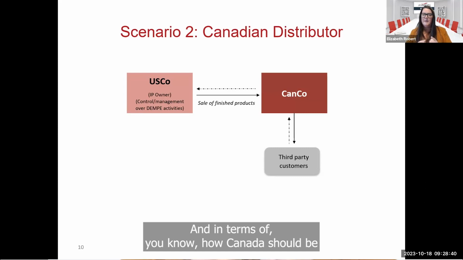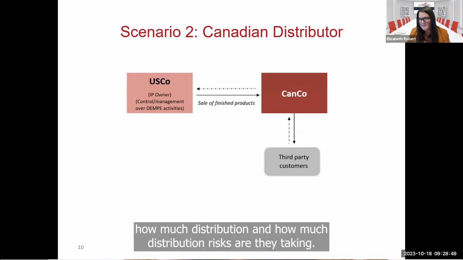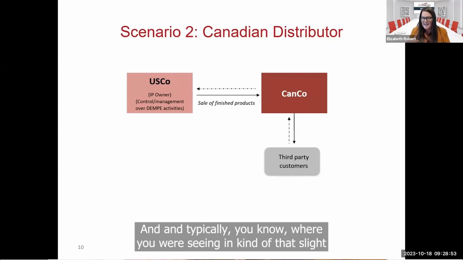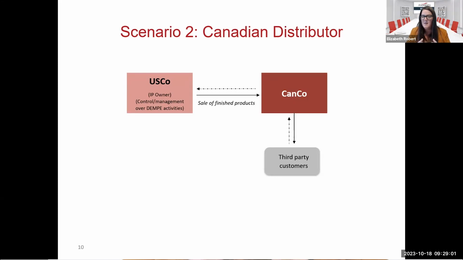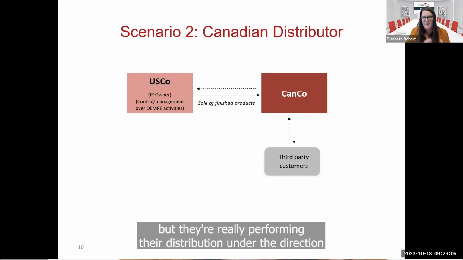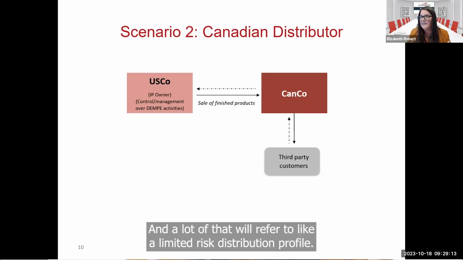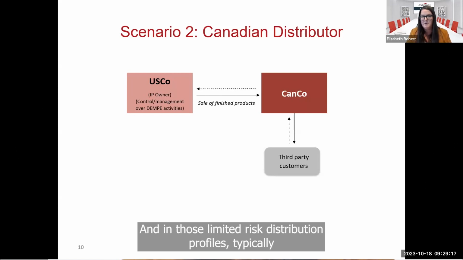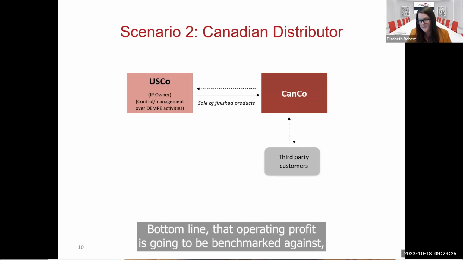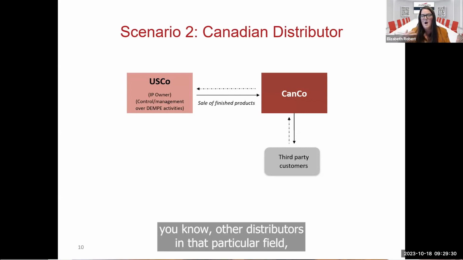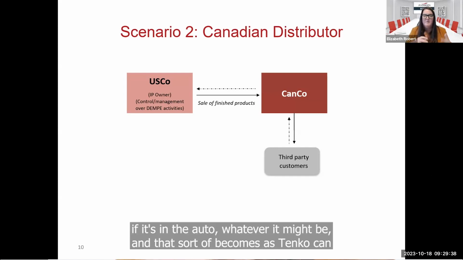And in terms of how Canada should be compensated for those activities, it really depends on how much distribution risk they're taking, right? Typically, a slight step up from that sales support service provider is that Canco's going to buy the goods and resell them, but they're really performing their distribution under the direction and guidance of the US. So they're not taking any material risks. They're being sheltered, and a lot of that will refer to a limited risk distribution profile. In those limited risk distribution profiles, typically how we would see Canada compensated is we'll say, we're going to guarantee you an operating profit, bottom line. That operating profit is going to be benchmarked against other distributors in that particular industry, if it's pharma, if it's software, if it's auto, whatever it might be.